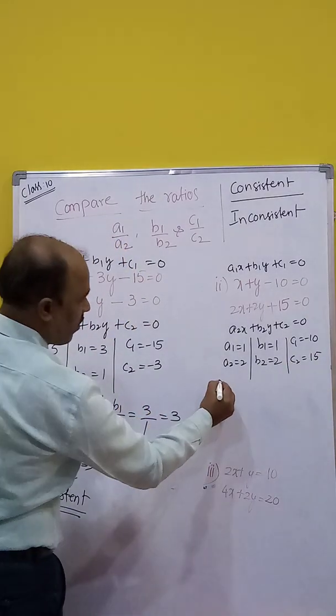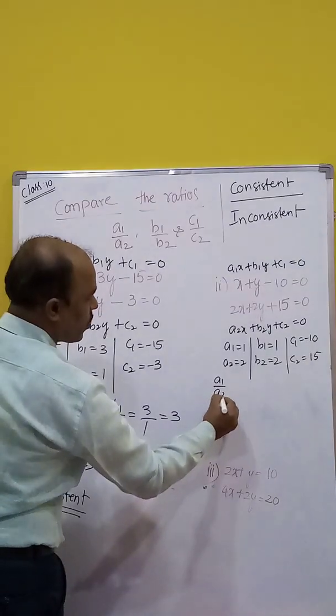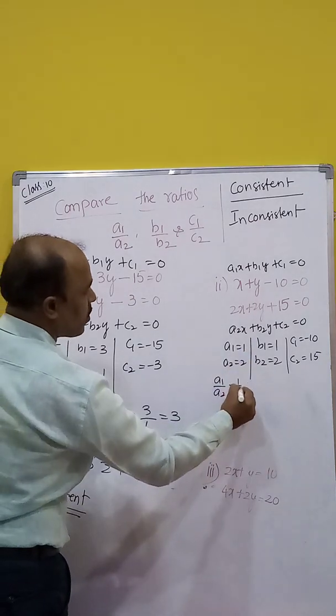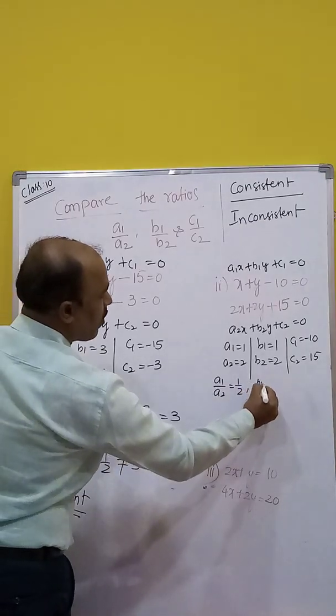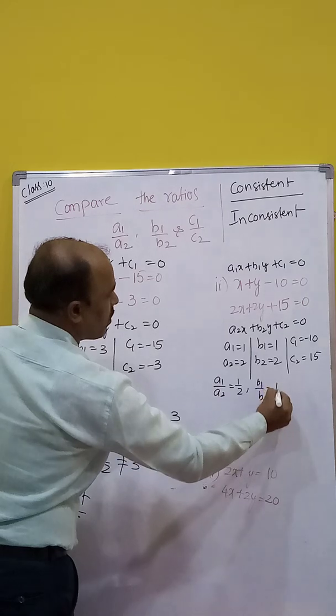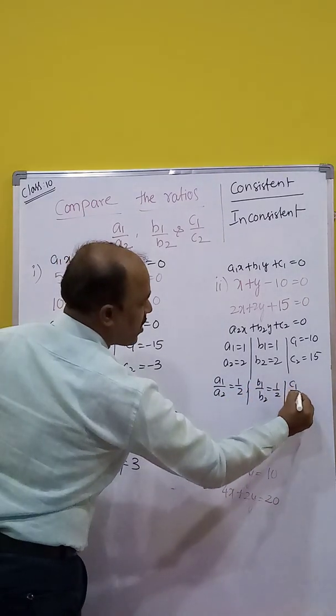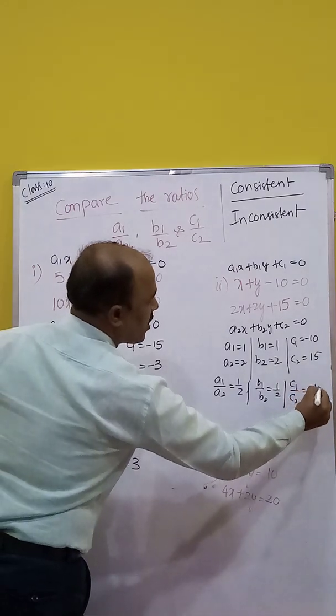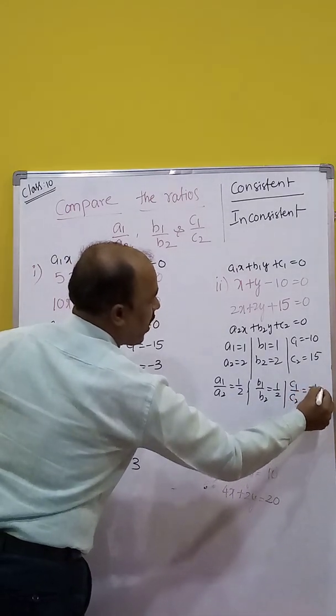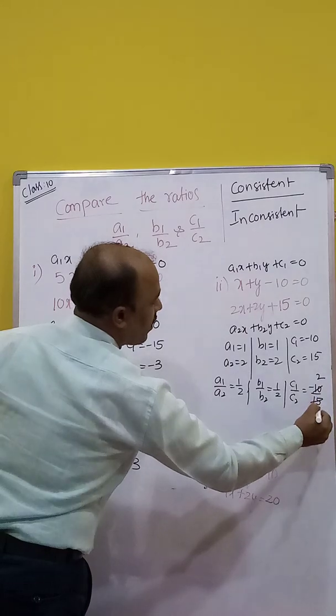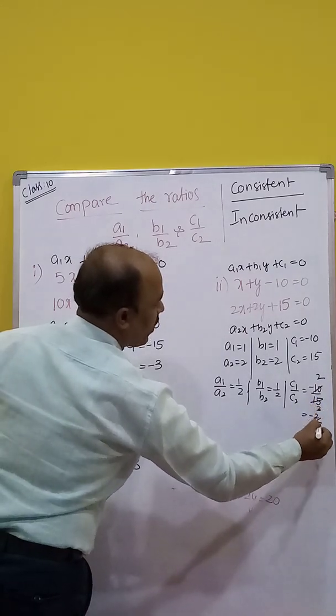Compare first one, a1 by a2. What is here? 1 by 2. Second one, b1 by b2, 1 by 2. And the last one, c1 by c2. That is minus 10 by 15. If we cancel, 5 twos are 10, 5 threes are 15. What is the answer? Minus 2 by 3.